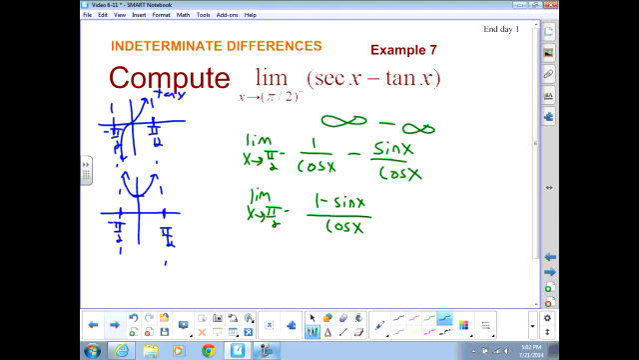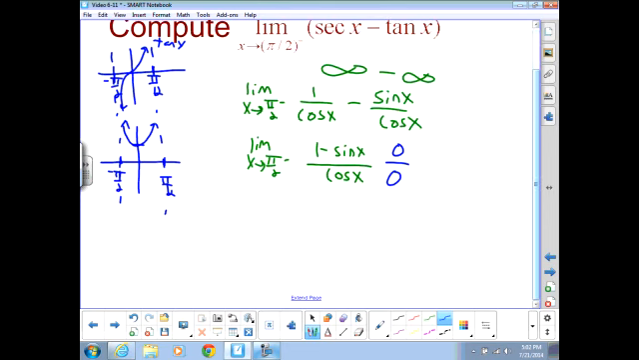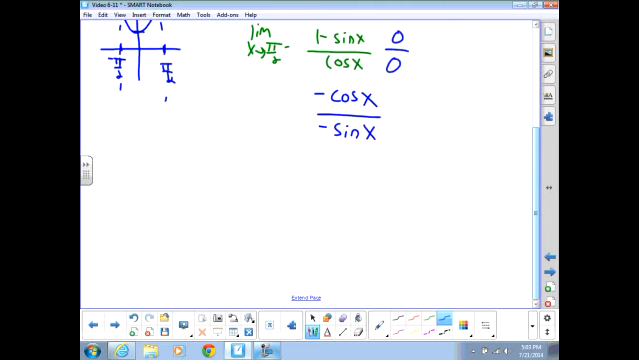Now when we do our direct substitution, pi over 2 is like saying 90. Sine of 90 is 1. So 1 minus 1 is 0. And cos of 90 is 0. So we have a L'Hopital's case, 0 over 0. Derivative of the top, derivative of 1 is 0. That's gone. Derivative of negative sine would be a negative cos x. Derivative of cos would be negative sine x. So we'll forget about the negatives because they'll cancel out, and we'll just look at cos x over sine x.